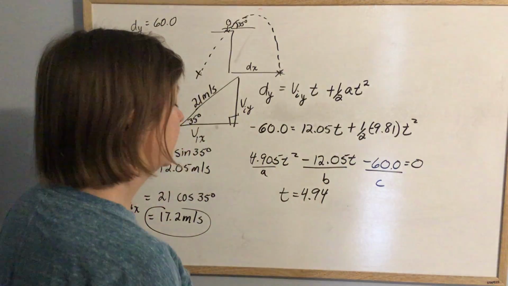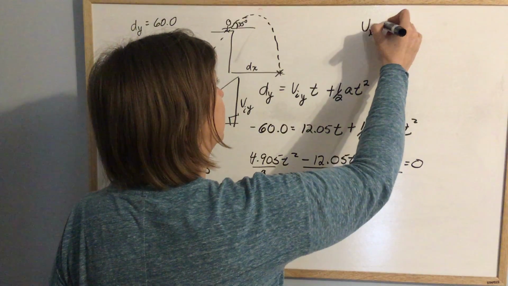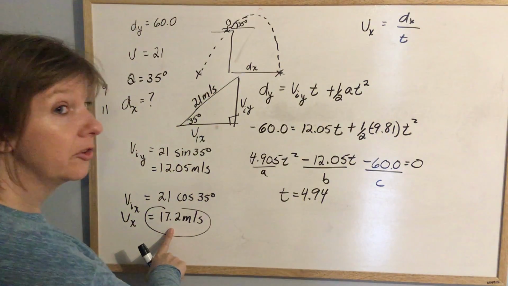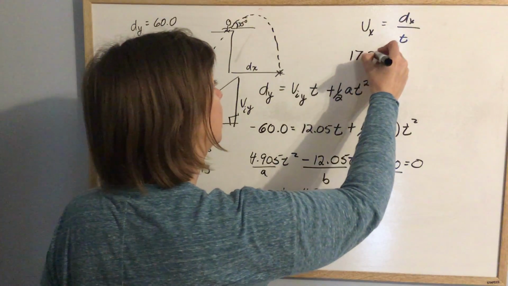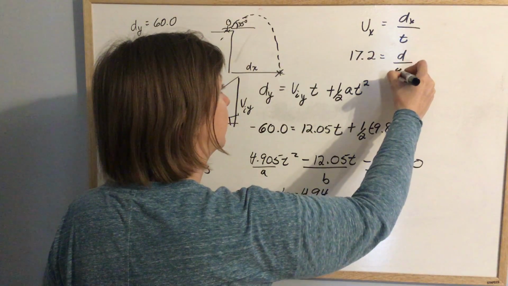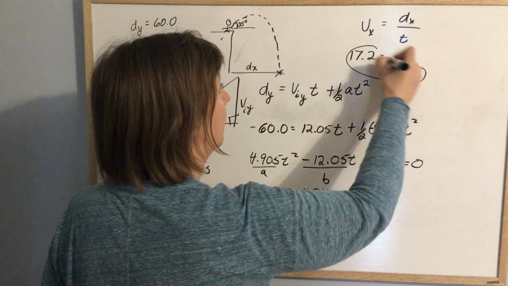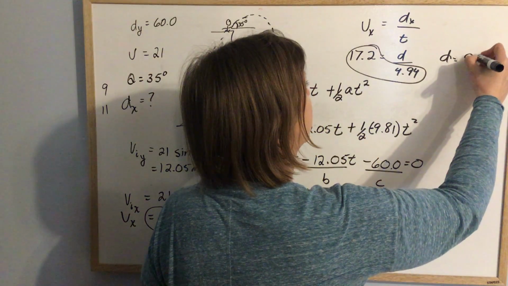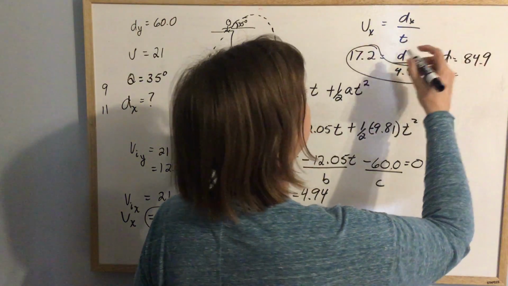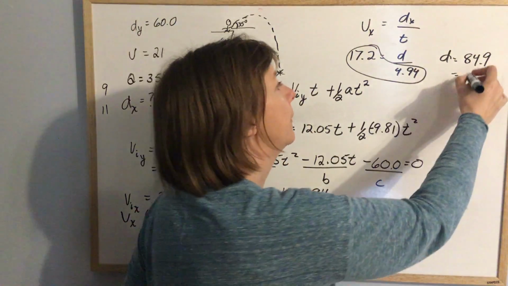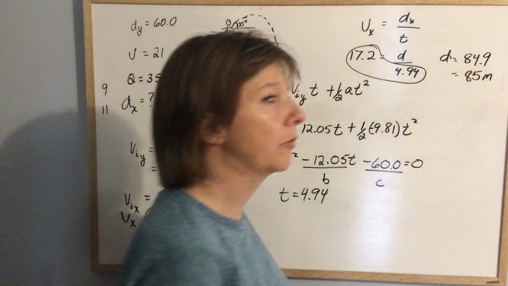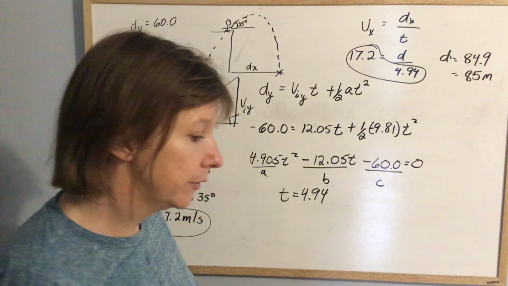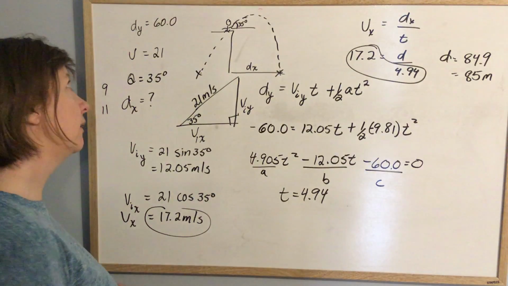So now that I have my time, velocity in the x direction is equal to displacement in the x direction over time. Velocity is 17.2, I figured that out back here, is equal to displacement over 4.94. So I just multiply those two, and I get that my displacement is 84.9, which I can only have two significant figures because 21 was only 2. And so that is 85 meters. So the rock is going to land 85 meters from the base of the cliff. Whew, that's number 9.